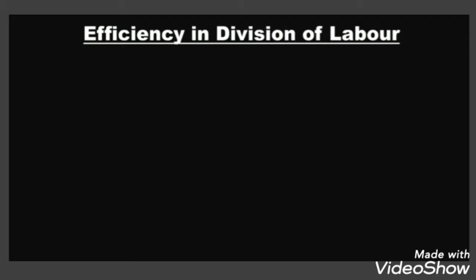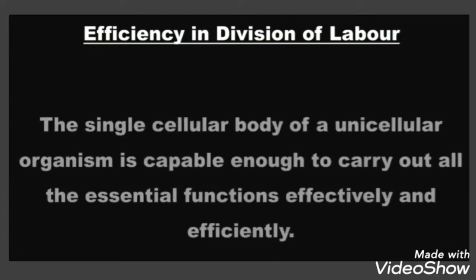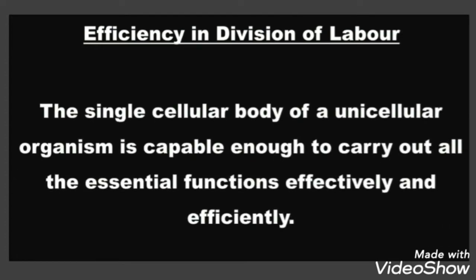Good. Then how do you think of the efficiency level of a unicellular body in a competitive ecosystem? Surprisingly, such a single cellular body is capable enough to carry out all the essential metabolic functions effectively and efficiently. We will see how this division of labor is done wisely with the help of a few videos.